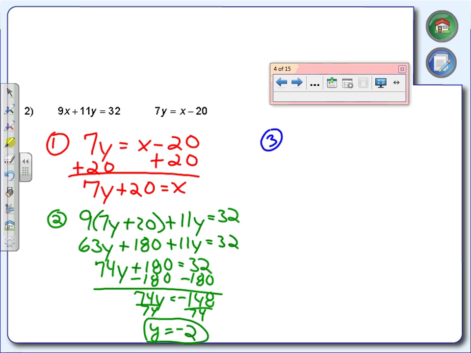So we're going to take that negative 2, and we're going to plug it in for one of these y's. We can put it anywhere we want, as long as it goes in for the y. I think I'll use the second equation. Doesn't make it wrong if you use the first. Okay, let's see what we get here. 7 times negative 2 would be a negative 14. I want to solve for x, so now I'm going to add 20.